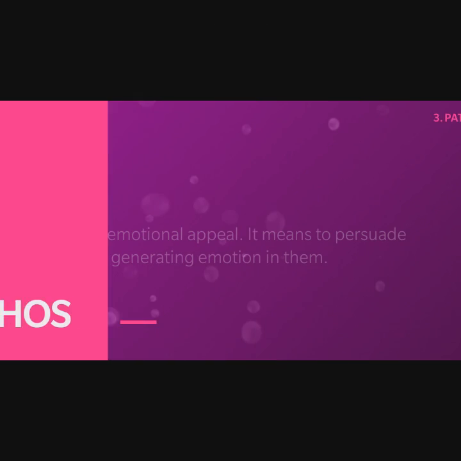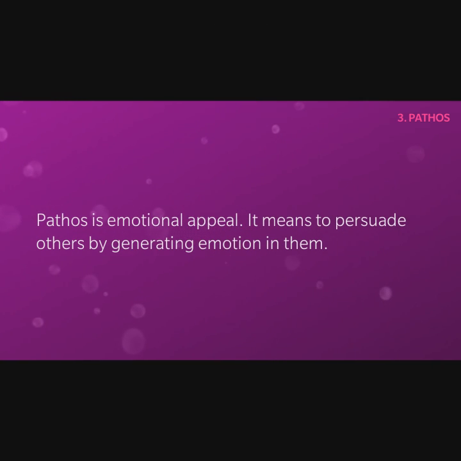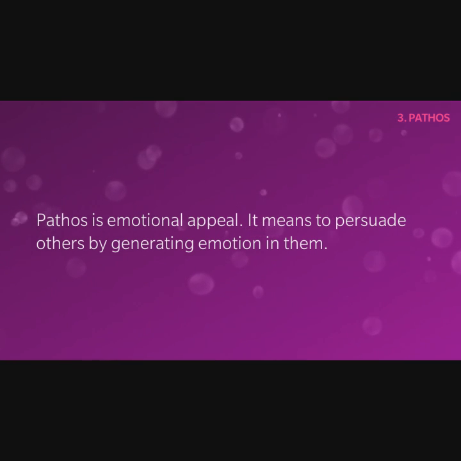Pathos is a different kind of appeal. Pathos is emotional appeal. It means to persuade others by generating emotion in them. Emotions are very powerful things, and if you're good at making others experience emotions, you can be very persuasive. In fact, Aristotle identified pathos as the most powerful mode of persuasion, but also the most dangerous. Think of Hitler. Because he was good at generating emotions, Hitler was able to get others to commit awful atrocities.